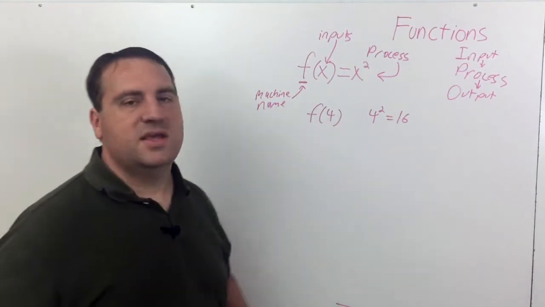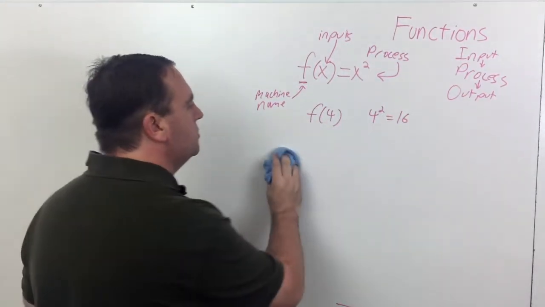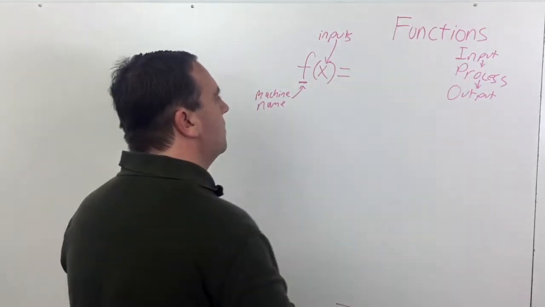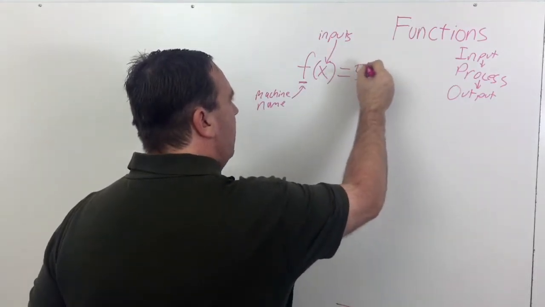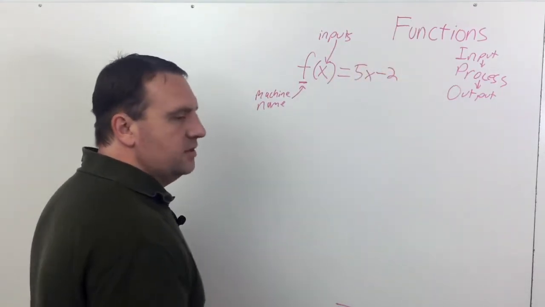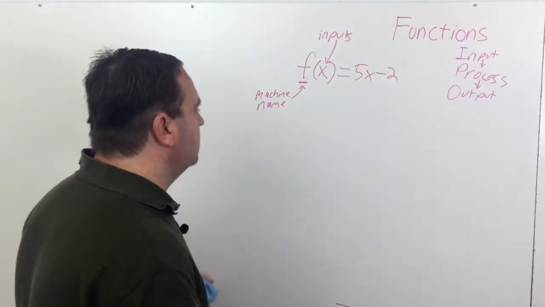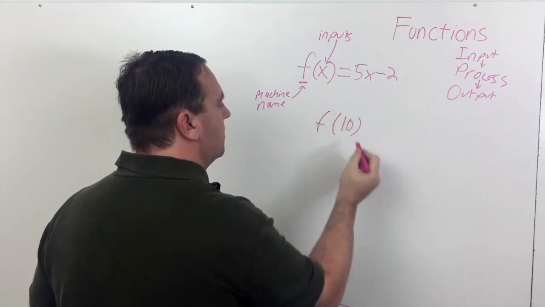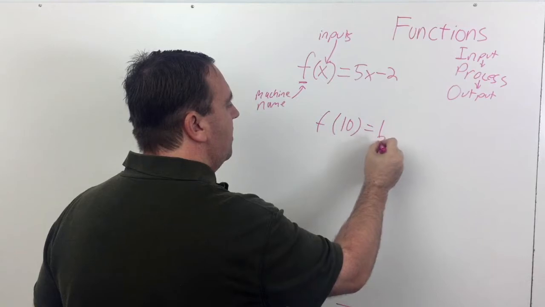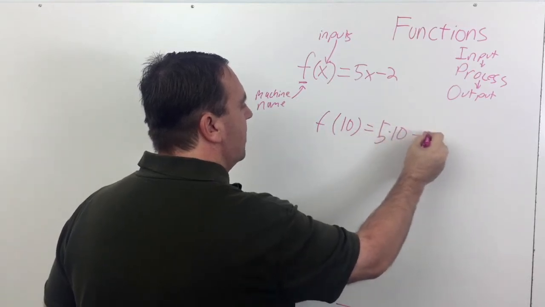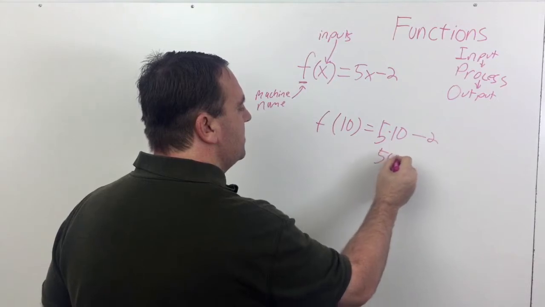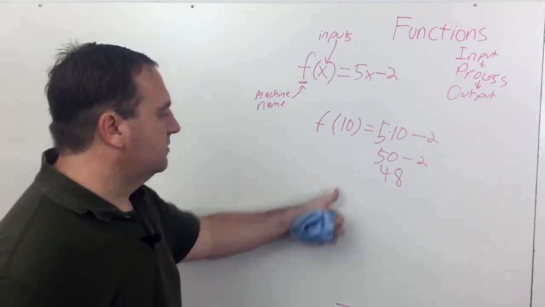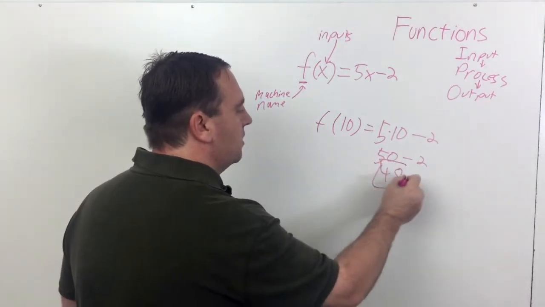Now, my process can be anything I want. So I can have the process be 5x minus 2. Okay, so that's a different process. And so if I say f of 10, well, that's 5 times 10 minus 2. That's 50 minus 2, which is 48. Okay, so that is the output of my machine.